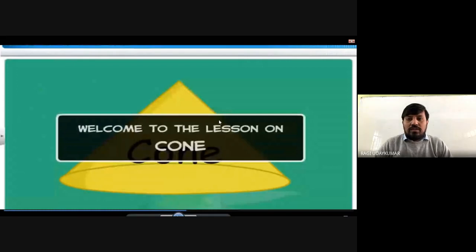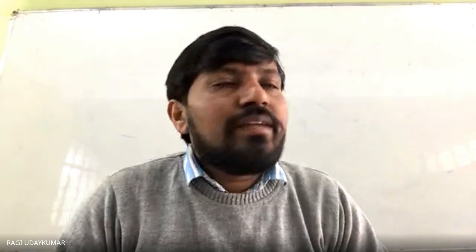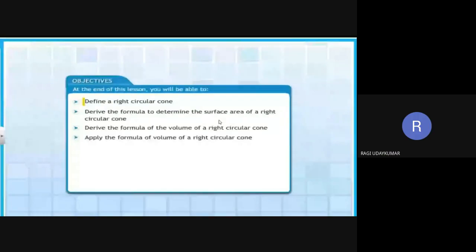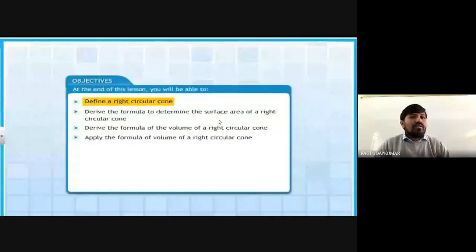Cone. So different, we are finding the area and volume of the cone. How do we find out the cone area? In your solid objects you have the different right circular cone, and the derivation of the formula to determine the surface area of the right circular cone, and derive the formula of the volume of the right circular cone and apply the formula of the volume of a right circular cone.